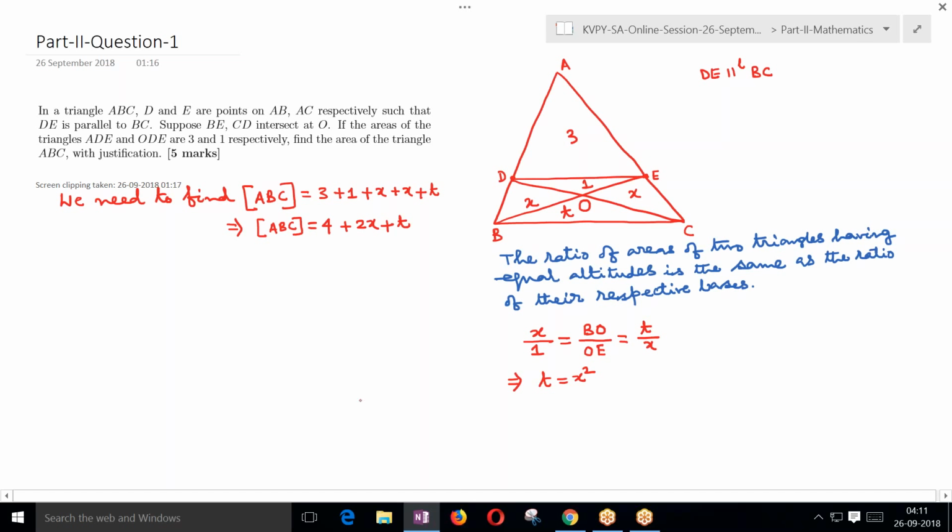From this principle, we can write here: the area of the triangle ADE divided by the area of the triangle ABC should be equal to DE square divided by BC square, and that should also be equal to the area of the triangle ODE divided by the area of the triangle OBC.